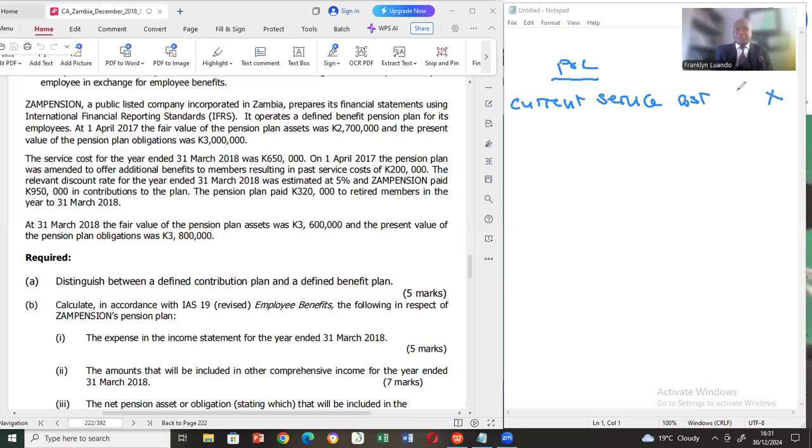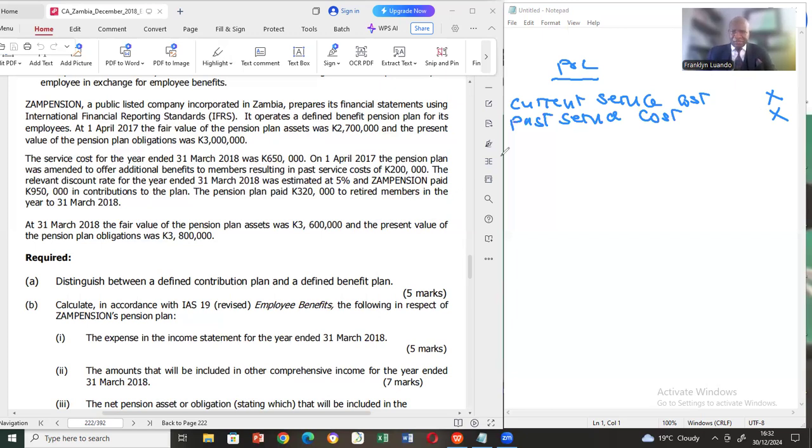Then we have the past service cost. Past service cost occurs when there is an improvement in the pension scheme, or sometimes when there is a decline in the pension scheme. If there is a decline, then it will be shown as a gain, as a minus.